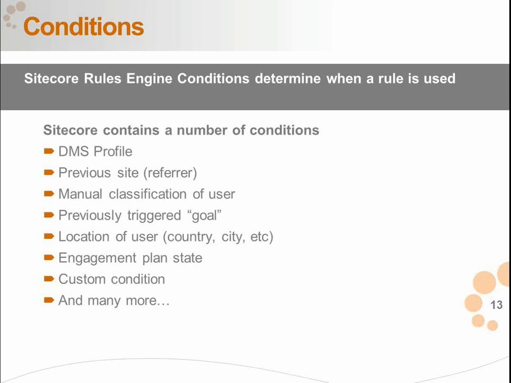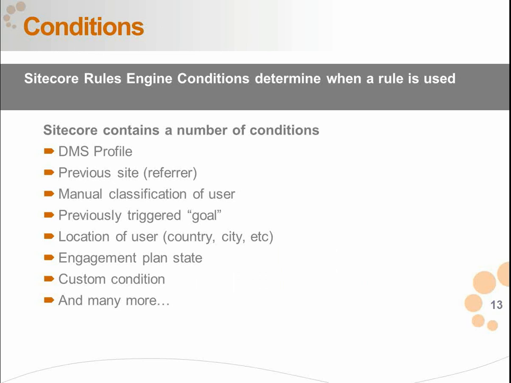We could also do the manual classification of the user by some of the marketing staff. A previously triggered goal. So just to explain what a goal is: a goal is when a user on the site has performed a particular desired operation, if you like. For example, they've reached the thank you page after filling in a form, or they've downloaded a certain file. We can assign goals to those in DMS.